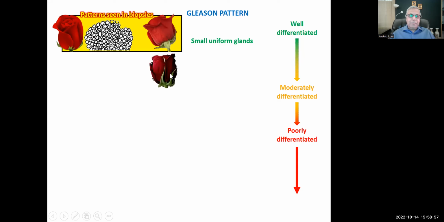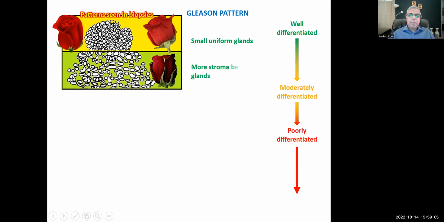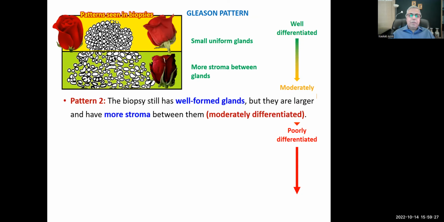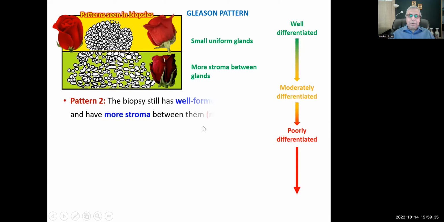And in the second pattern, the cells are a bit D-shaped and not at all like these healthy roses. So in this second pattern, in terms of the cells of the prostate glands, there is more stroma between the glands. You see the cells are bigger, and these green areas represent the stroma. So there is more stroma compared with this one, but still you give it a score of 2, and you're not too worried about this. So pattern number 2 is where the biopsy still has well-formed glands, but they are larger and have more stroma between them. Now they are moderately differentiated.